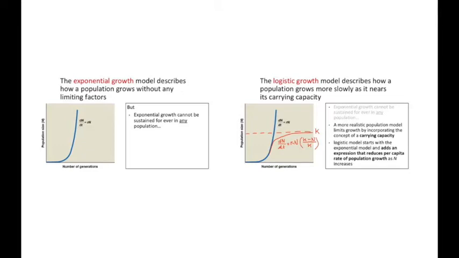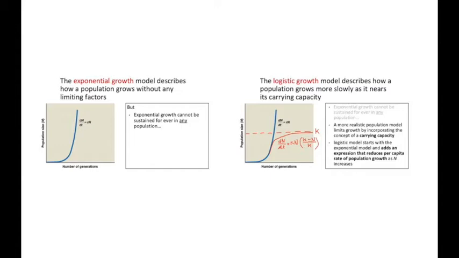And there's also another growth, which is logistic growth. The major difference between exponential growth and logistic growth is that the exponential growth model describes how a population grows without any limiting factors, and the logistic growth model describes how a population grows more slowly as it nears its carrying capacity.